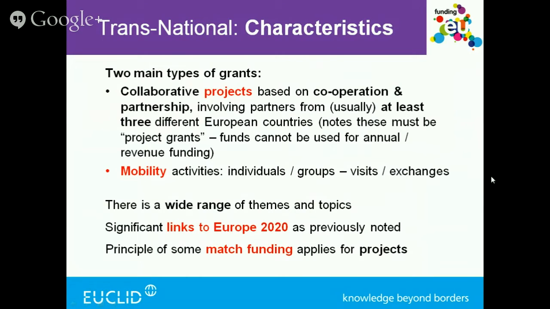Transnational funds, main types of grants: collaborative projects and mobility. Horizon 2020 isn't really about mobility. It doesn't give small grants for people to go and see things or do things. Horizon 2020 is about projects, and the projects have to involve partners from different countries, and the funds cannot be used for annual revenue funding. They have to be completely focused on particular projects.